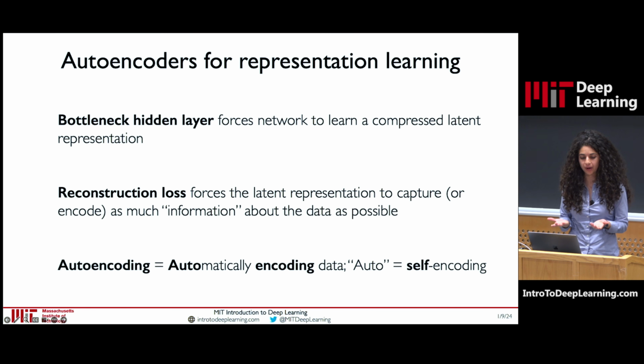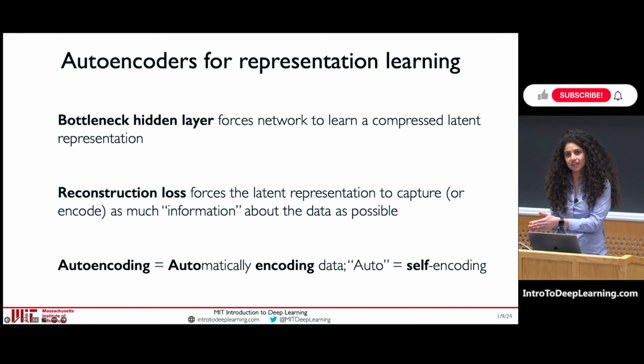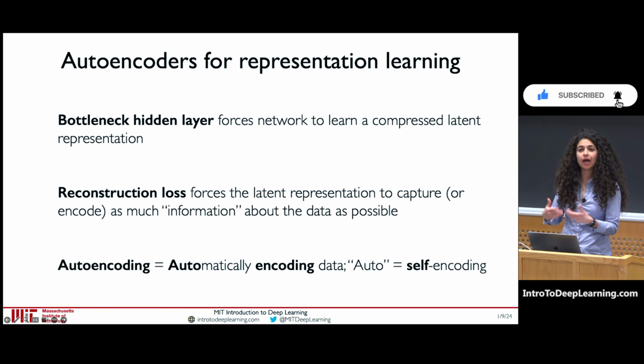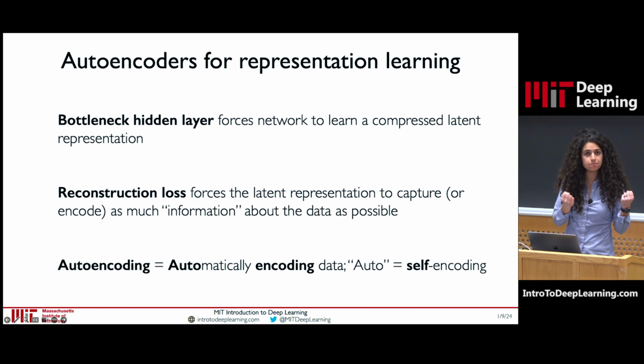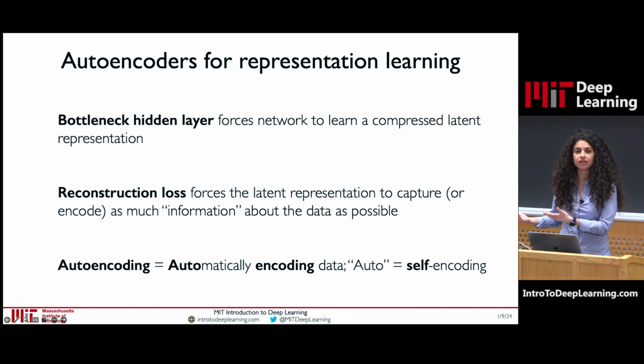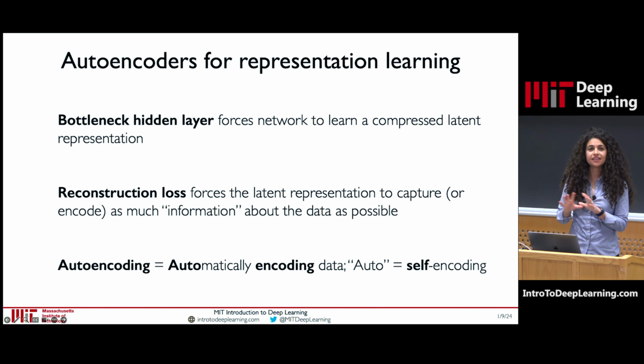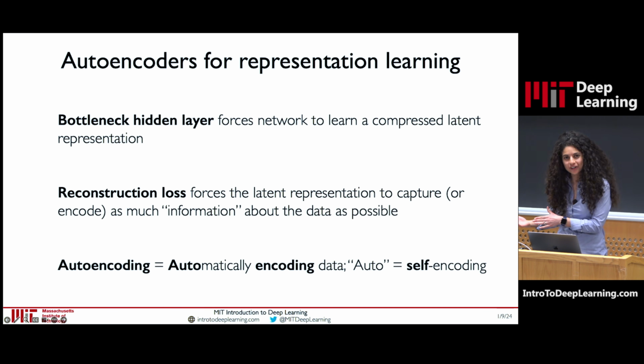So the core concept with this idea of autoencoding is we're effectively forcing the network to learn this compressed latent representation, and we're doing this via this reconstruction loss, capturing as much information about the data as possible by having the network learn to decode back out. And this is the idea and where the name autoencoding kind of comes from. You can think of it as self-encoding or automatically encoding the data.